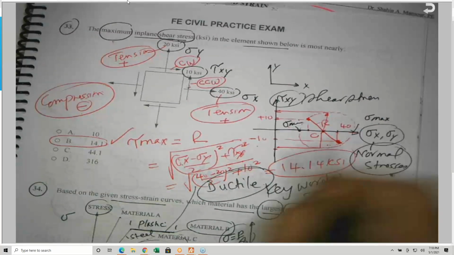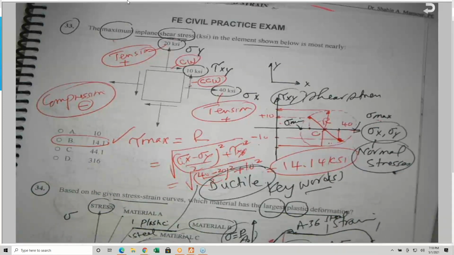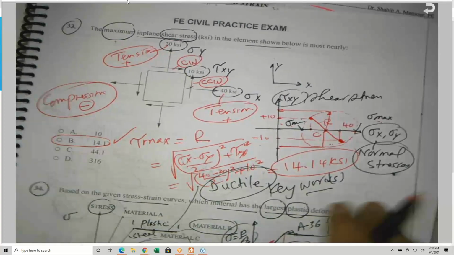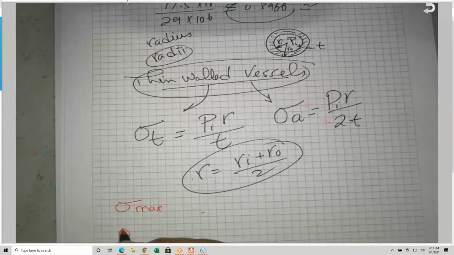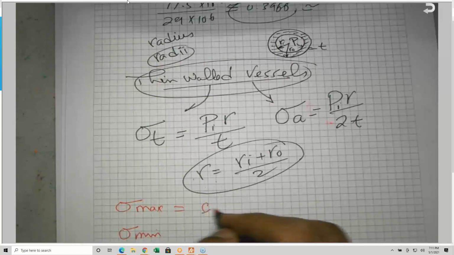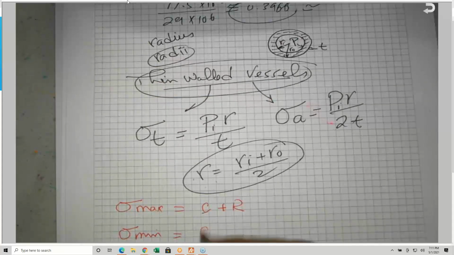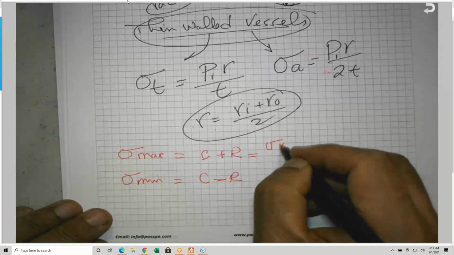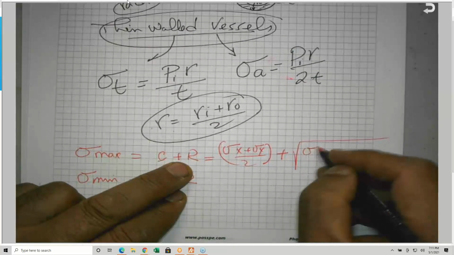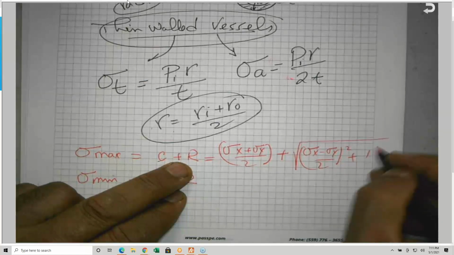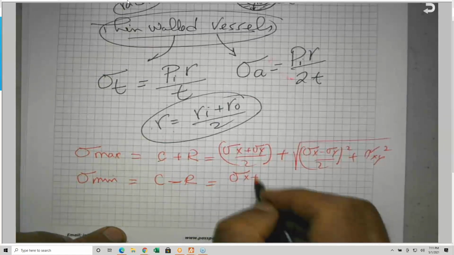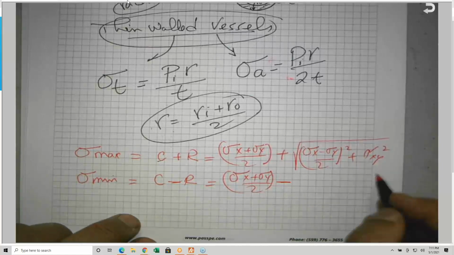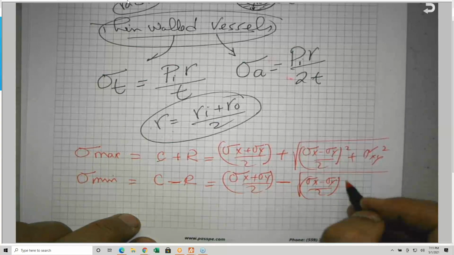Sometimes they ask what is sigma max and sigma min, or sigma min and sigma max. We are going to see them in just a minute. Sigma max is C plus R, and sigma min is C minus R, which can be translated like this. This is sigma x plus sigma y divided by 2, plus the one we just calculated, which is R, the radius, the square root of sigma x minus sigma y divided by 2 squared plus the tau xy squared. And for sigma min, with the minus, it's sigma x plus sigma y divided by 2, minus the square root of sigma x minus sigma y divided by 2 squared plus the tau xy squared.